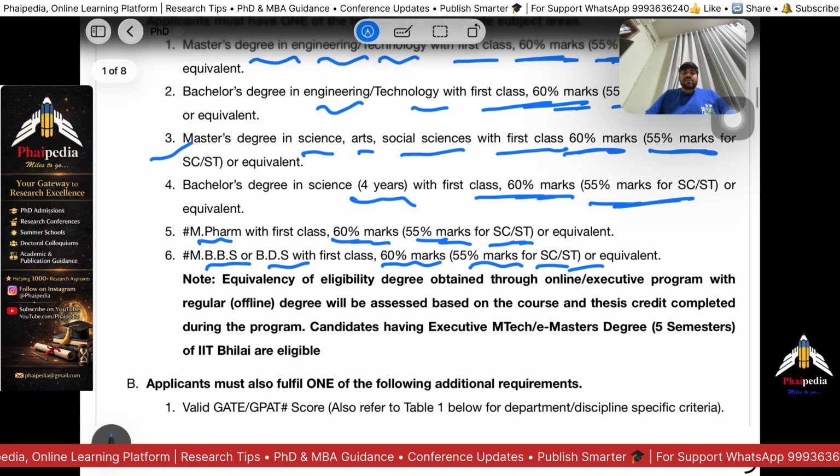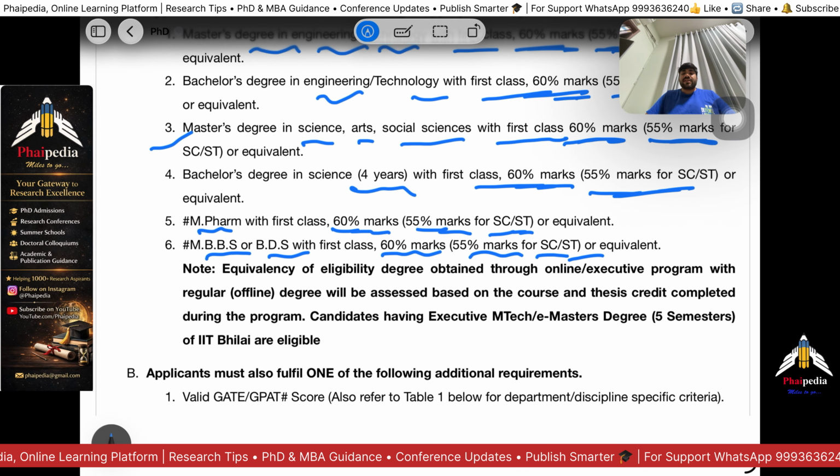But there is a note that equivalency to the eligibility degree obtained through an online or executive program with a regular or offline degree will be assessed based on the course and the thesis credit completed during the program. So they are basically saying that when we talk about an online degree or e-masters degree, it should not be considered as relevant to the regular or offline degree unless there is a proper course, like which courses you have completed during that program, and also the research work you have completed during that program.